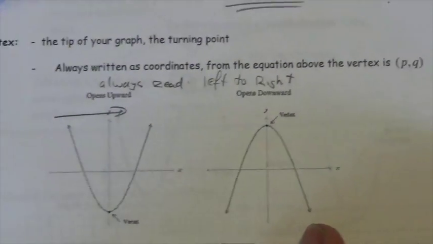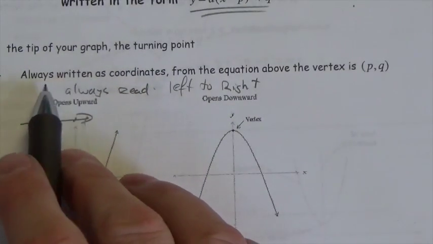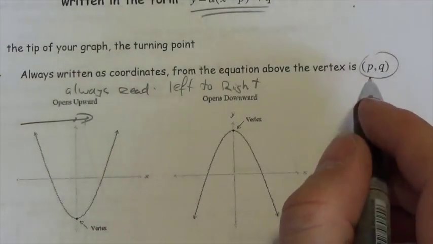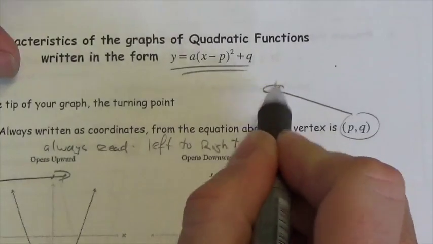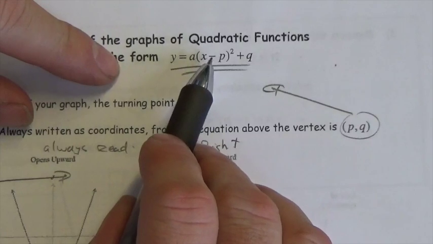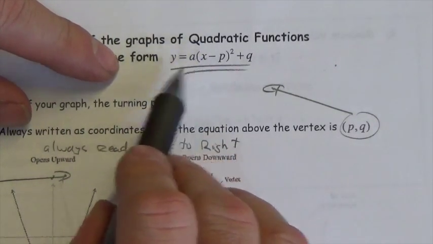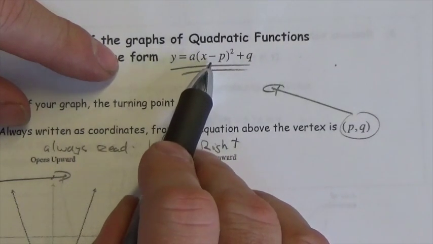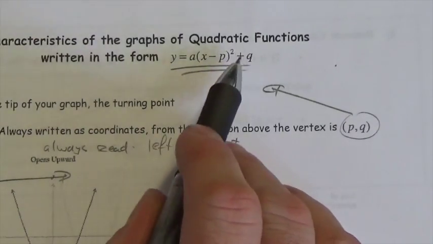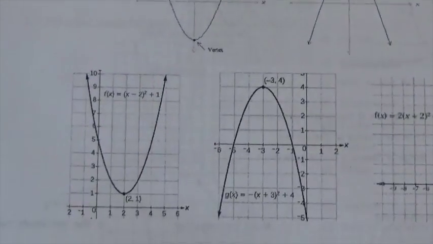Now the vertex here, we can get a little bit more specific. This little note here says that the vertex is always written as coordinates, and we grab those from the P and the Q in the formula. The P and the Q. Now notice what we're seeing inside here is x minus p. That minus out front might cause a little bit of difficulty. You just have to bear in mind that in the vertex form, there is a negative sign right there. That's going to affect how I read the P value. The Q value is fine. There's a positive in front of it. That doesn't mean anything. So you'll see what I mean in just a second.